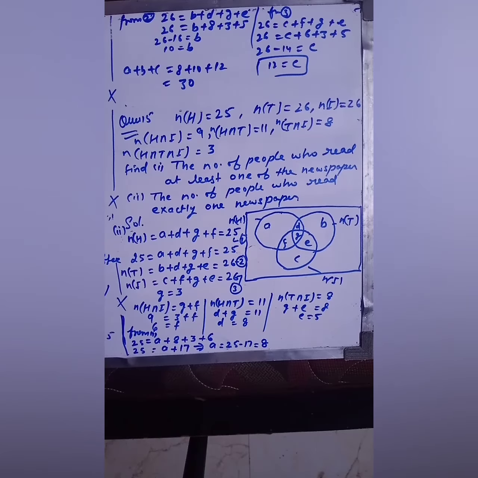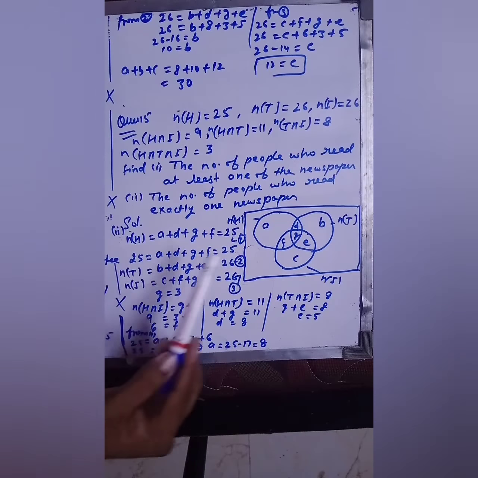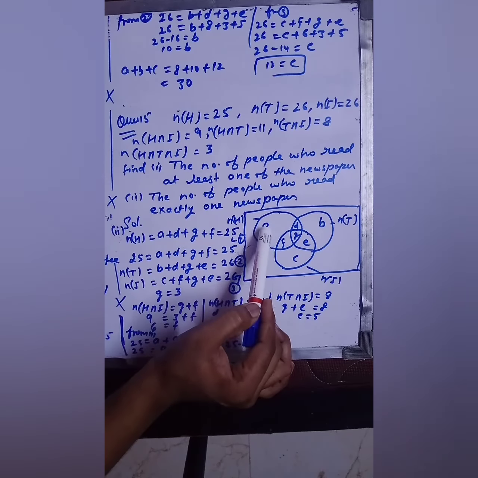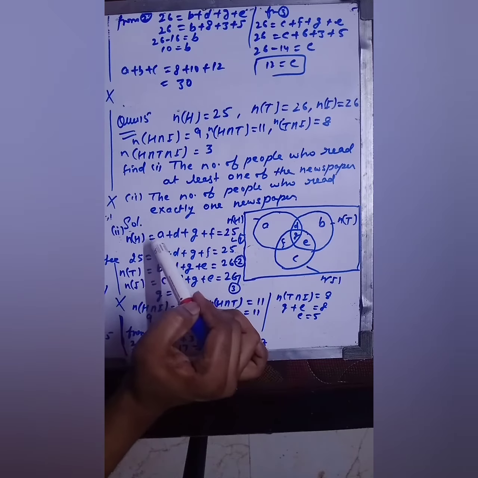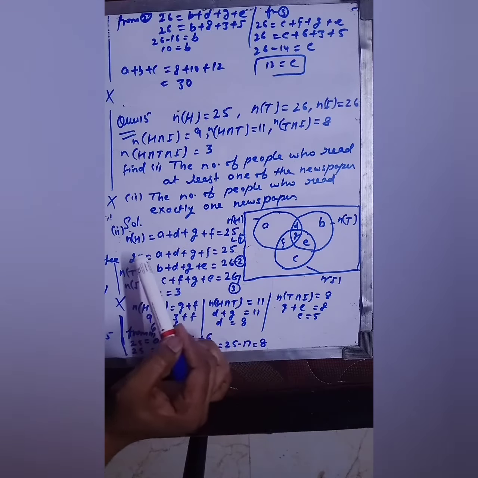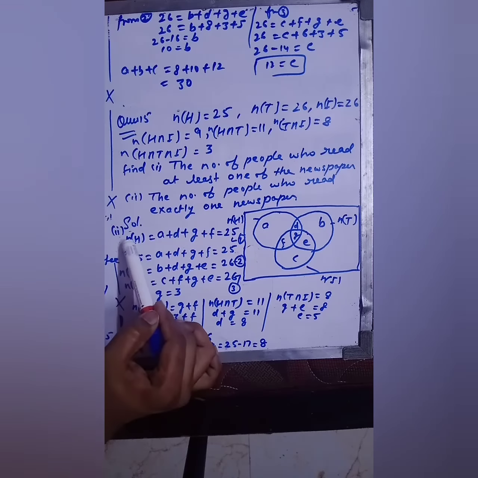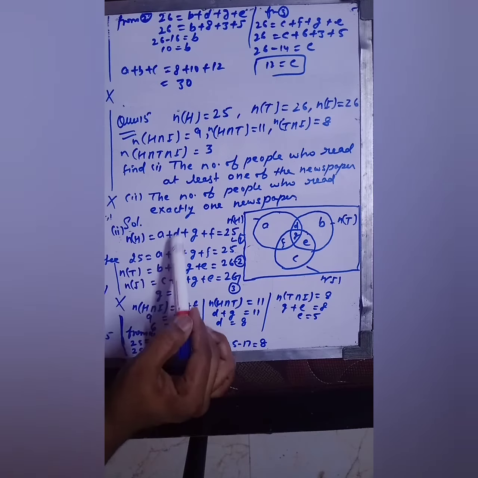Here I'm solving the second part of this question. So here n(H) means A plus D plus G plus F, the sum of all these 4 values. So n(H) equals A plus D plus G plus F. The value of n(H) is given to us, which is 25. And you have to copy the same variables.